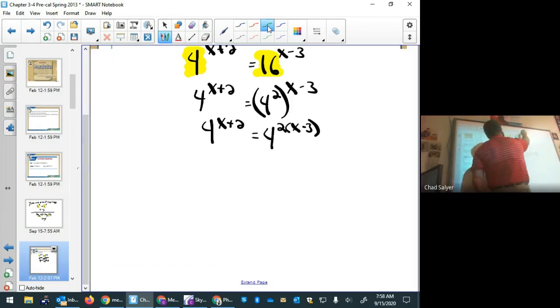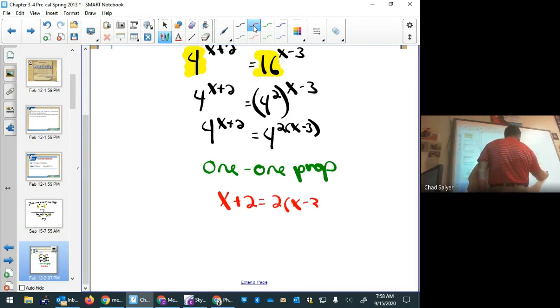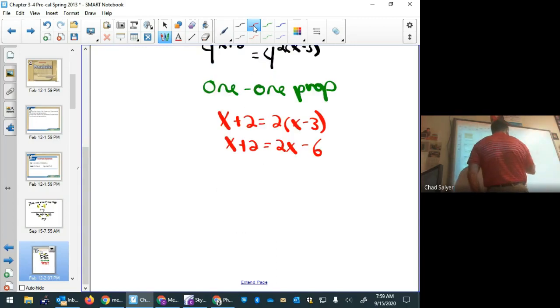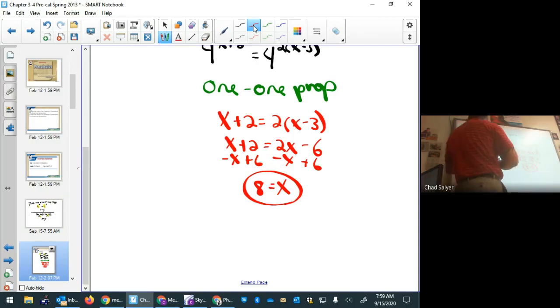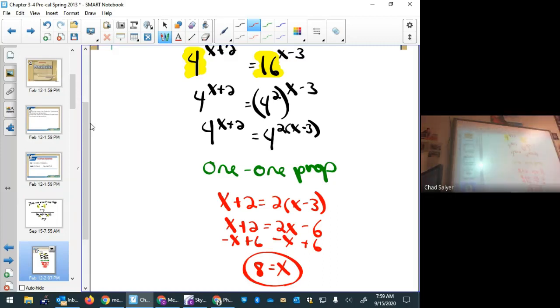Now we can use the one-to-one property, which allows us to set those exponents equal to each other. So I get x plus 2 equals 2x minus 6. Subtract x, add 6, 8 equals x. So that's the one-to-one property of exponentials. As always, stop me if you got a question.